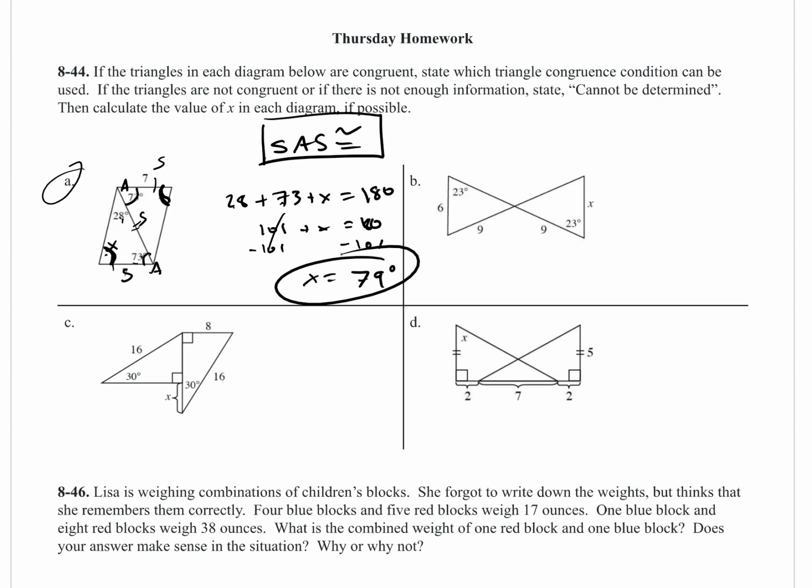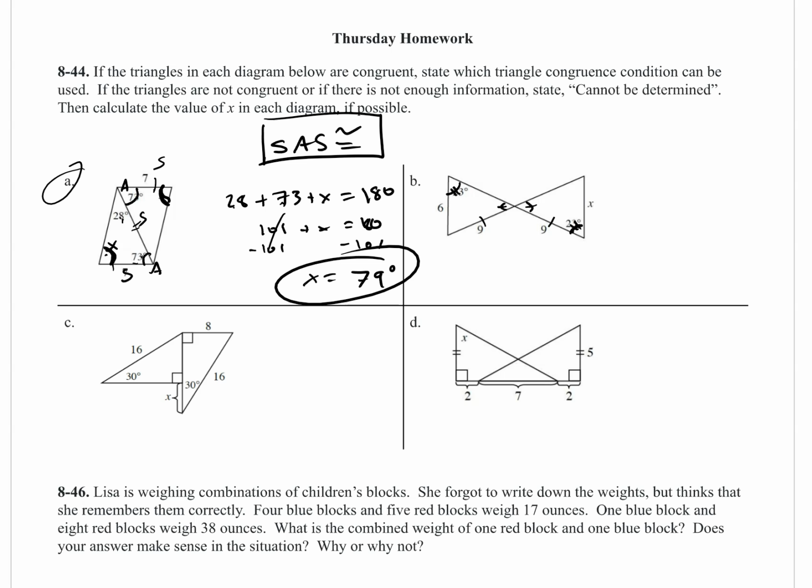Alright, let's look at B. This is the bow tie, so those angles are the same. We also know that, put 2 tick marks on these. These 2 angles are common, so the middle angles are shared. The outside angles are going to be shared. Alright, and so that means this side, length 9, corresponds to that side, length 9.